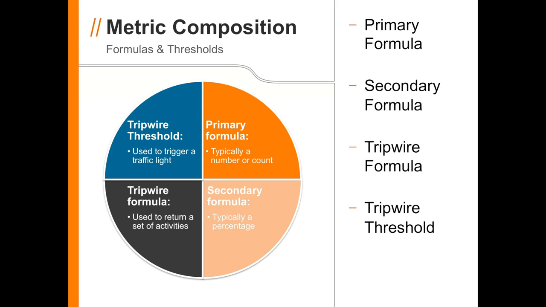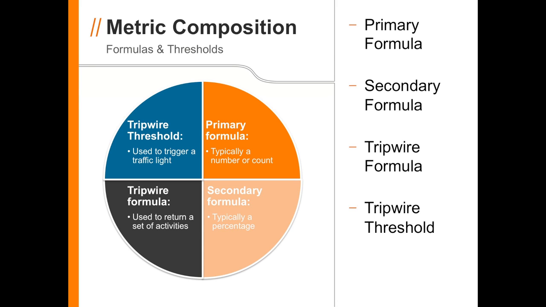Each metric can have as many as 4 components, and each component has its own purpose. With the primary formula, you're usually counting something, like the number of tasks with missing logic or the number of tasks on the program critical path. The secondary formula is similar to the primary, but it usually represents a percentage, like what percentage of the scheduled tasks have missing logic. The tripwire formula returns a set of activities which meet a specific condition.